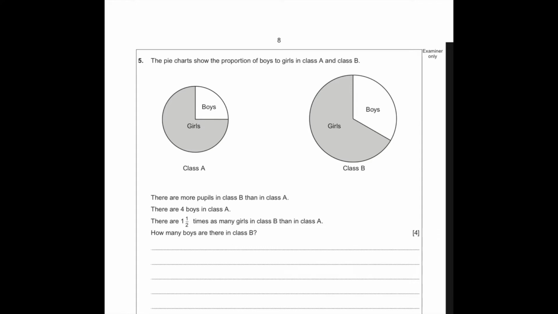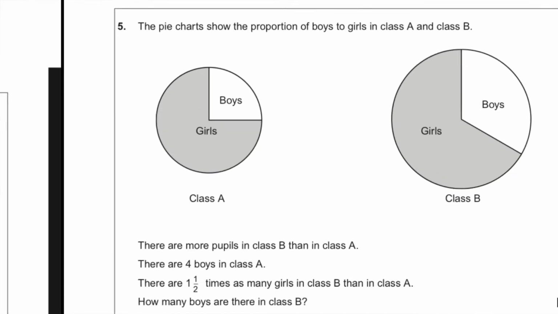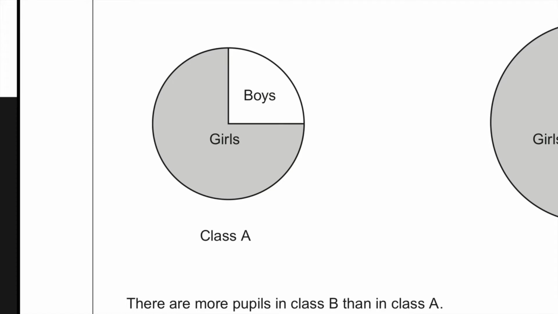In this question, we're told the pie charts show the proportion of boys to girls in Class A and Class B. Just looking at the pie chart here, this first one, Class A, I can see that 1/4 must be boys, because this is a quarter of a circle here, so 3/4 must be girls.